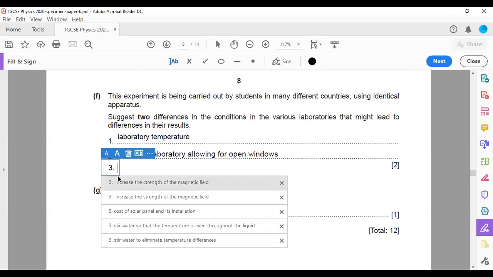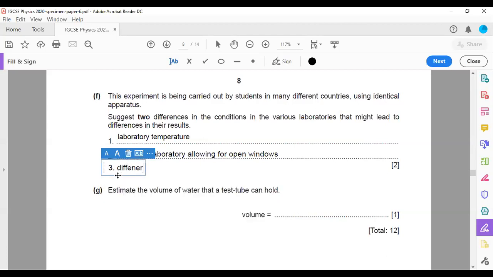So number three, you could also say that different temperatures of hot water are used. All right. So that's a third one, because with the same apparatus, they might not start at 80 degrees, they might start at 100 or 90 or 75 or whatever it may be.